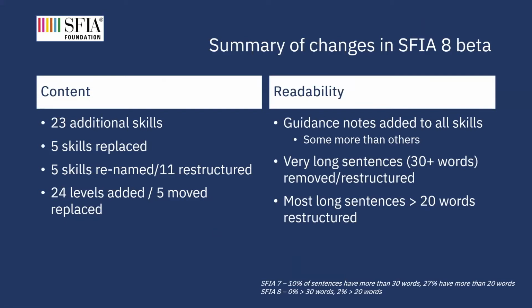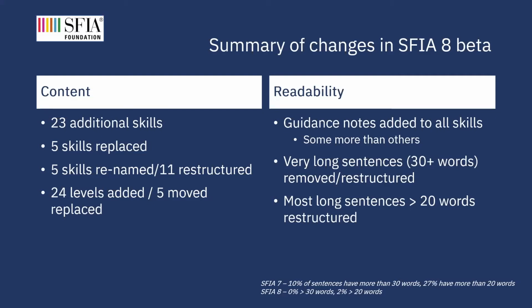So let's look at where we are with the readability. We've got the guidance notes added to most skills, and then the actual content of the skill descriptions. We've made a systematic editing of what's in there, and reduced any of the very long sentences. So the ones where we've got 30+ words have all been removed or restructured. So there are no sentences left in the skill descriptions which are more than 30 words. Our next benchmark was sentences over 20 words, which are sometimes okay, depending on what the sentence is about, but we've reduced those quite dramatically from around 20-odd percent down to about 2%. So what you'll see in the skill descriptions is the same content or the same intent of each skill, but fewer words, shorter sentences, easy to read, easy to understand, and easier to translate. So that's the outcome we're getting from the readability.